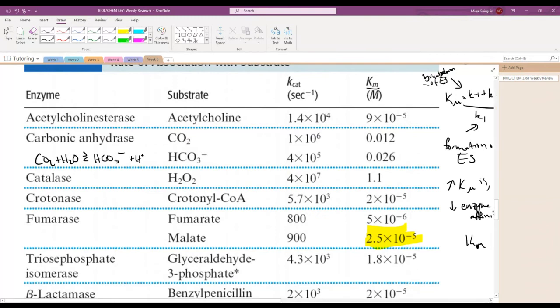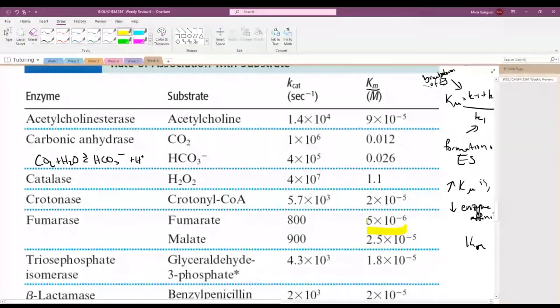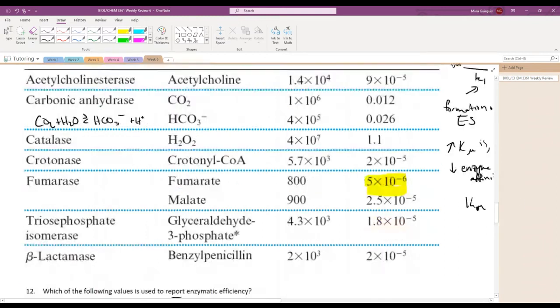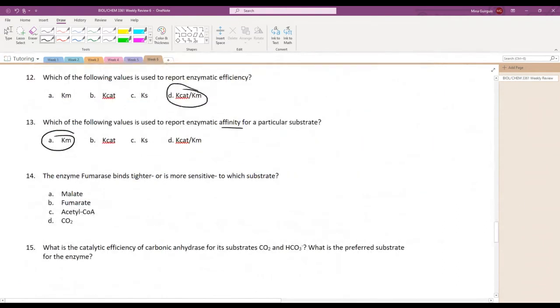Oh wait, I'm sorry. I'm bad at scientific notation. Please excuse me. Fumarate. Fumarate, because the Km for fumarate is lower, and because of that, it's got a higher affinity for it. Okay, and we can ignore C and D because it doesn't even bind to those. It has a very low affinity.